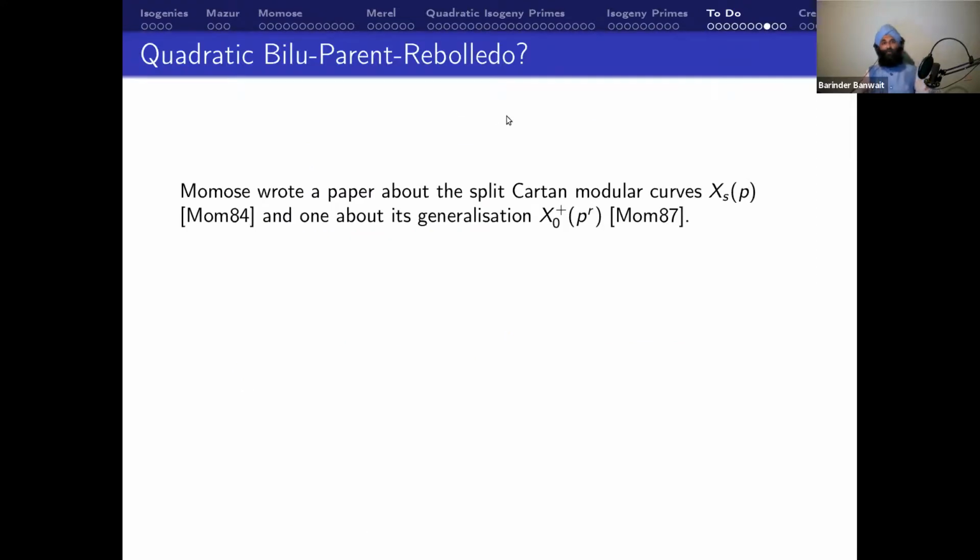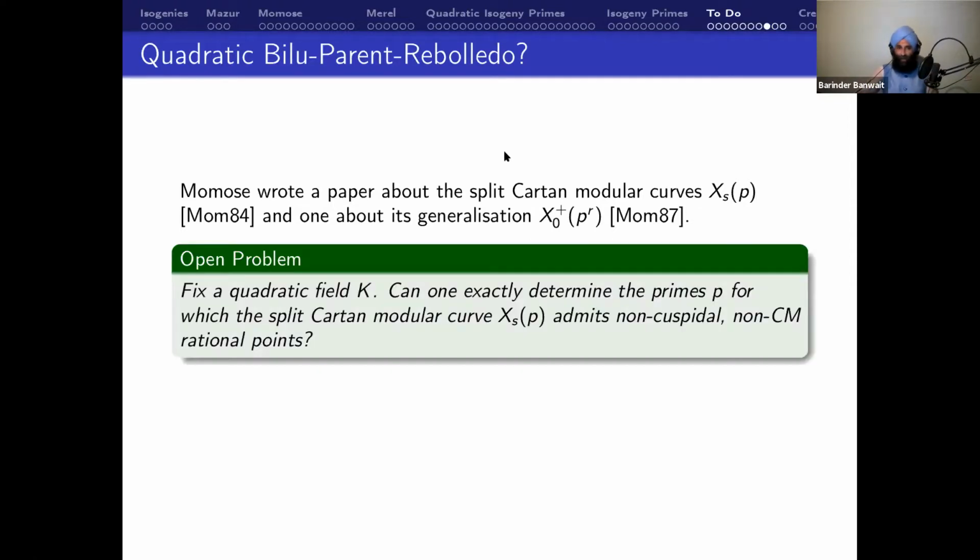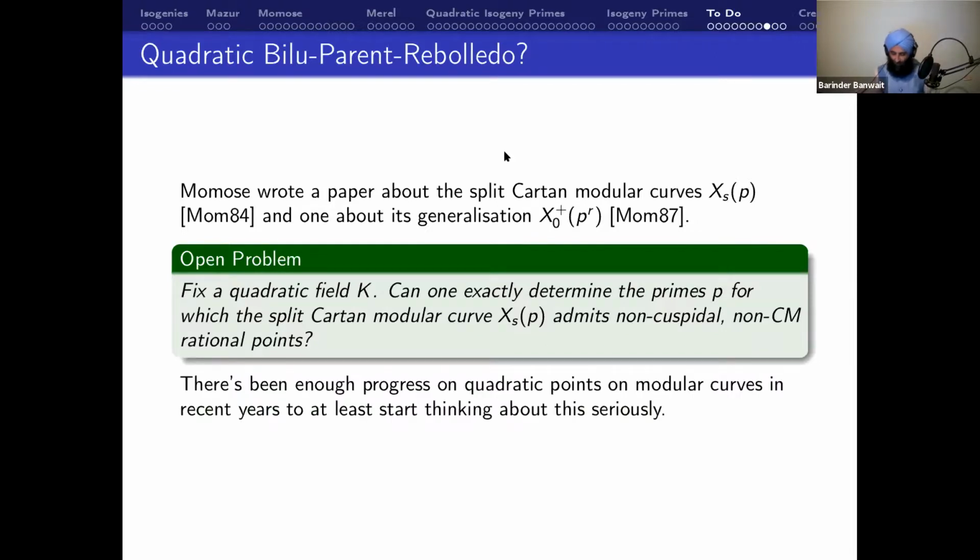Okay, right. So, quadratic Bilu-Parent. Momose also wrote some. He also thought about the split Cartan modular curves. I feel there's been enough progress on quadratic points on modular curves more generally to start thinking about whether one can get a kind of uniform results for these split Cartan curves. So that would be like a quadratic version of Bilu-Parent-Rebolledo.